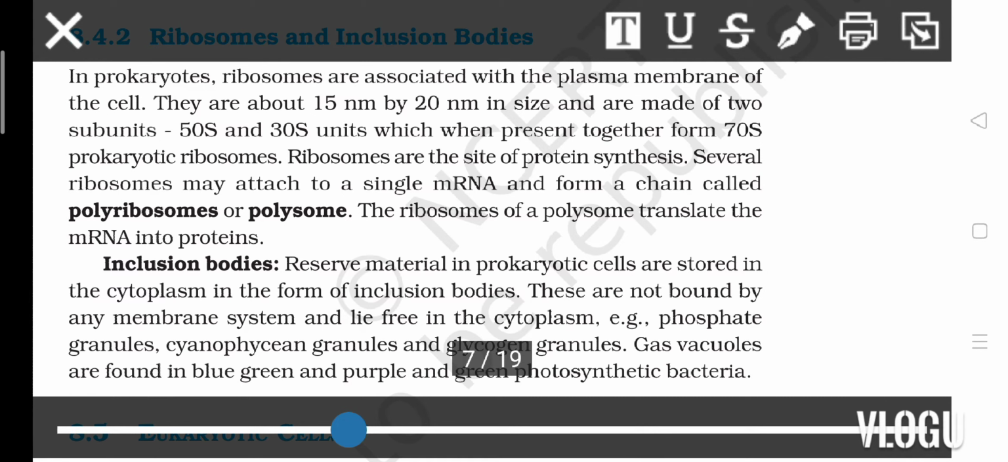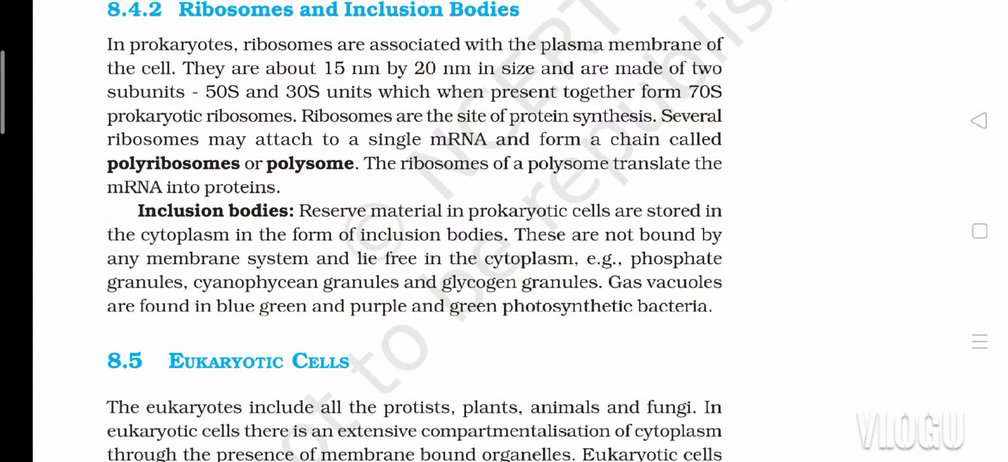Now inclusion bodies. These are the reserve material in prokaryotic cells, stored in the cytoplasm in the form of inclusion bodies. These are not bound by any membrane system and lie free in the cytoplasm. Examples are phosphate granules, cyanophycean granules and glycogen granules, found in gas vacuoles, purple and green photosynthetic bacteria.